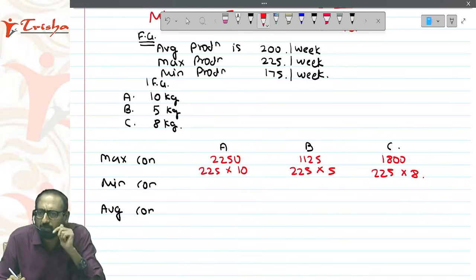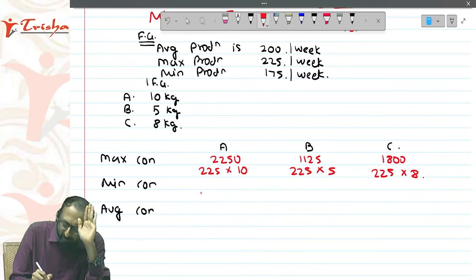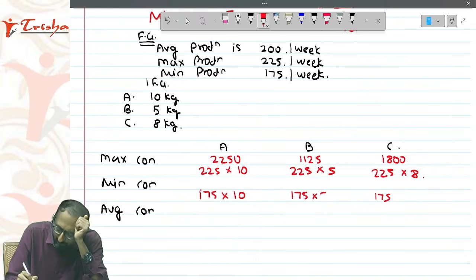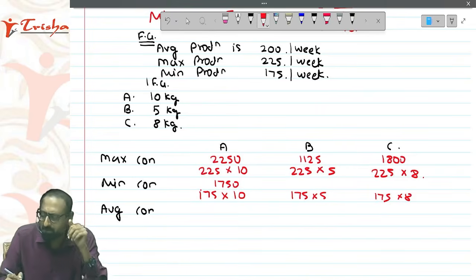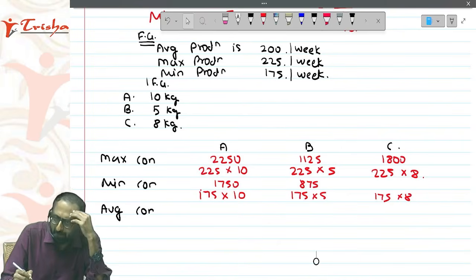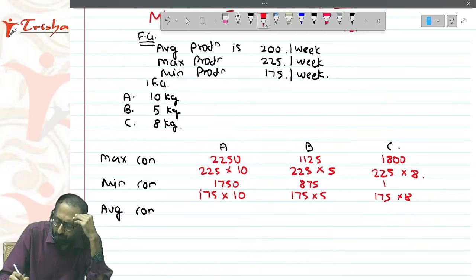Sir, how much minimum final product will you produce? Is it 175? 175 multiplied by 10, multiplied by 5, multiplied by 8. Please tell me, is it 1750 that will be the minimum consumption? 175 multiplied by 5, Sirji, how much will be your answer? 875. 175 multiplied by 8, Prabhu, is 1400? Or 1000? Are you sure, Sirji?